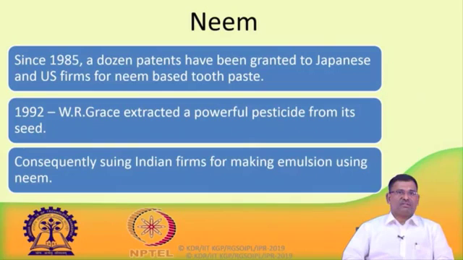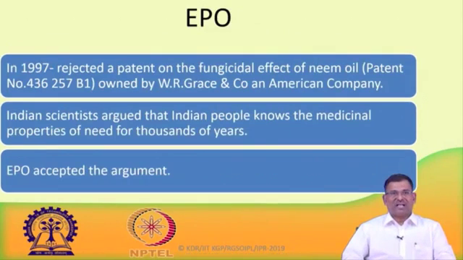Because everybody knows that biopesticides can be made from neem, and this knowledge has been in India for a time immemorial period. So, India had to fight this case as well, not only in the US, but in other jurisdictions as well. And in 1997, this patent was rejected, and also in other jurisdictions like Germany, the European Patent Office accepted the arguments of Indian scientists that this particular knowledge exists for time immemorial in India, and Indians know this particular knowledge.